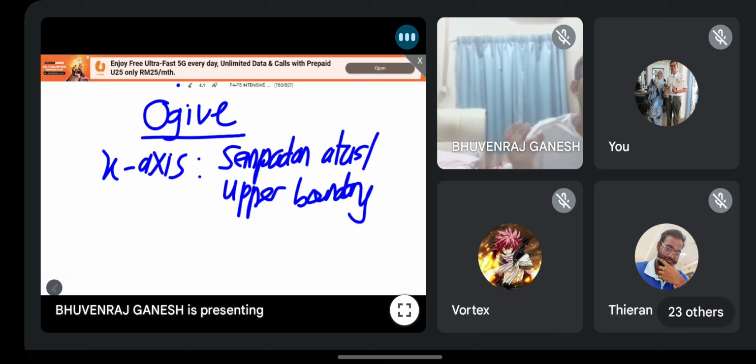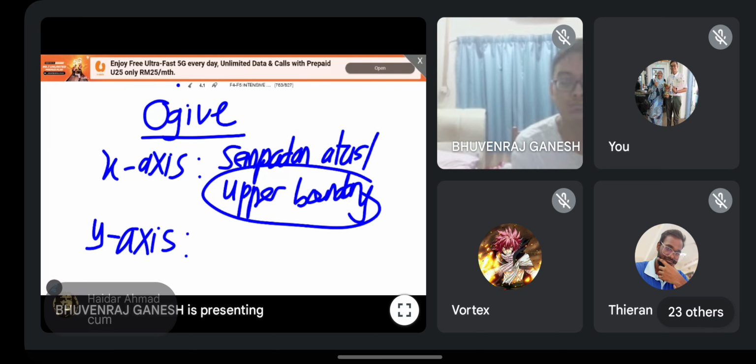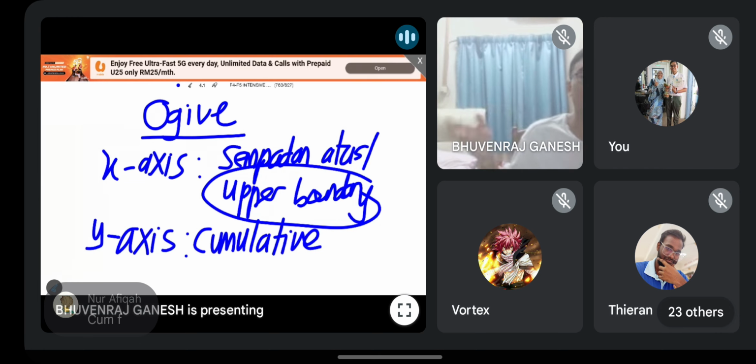Okay. So, I think finding this is not difficult. Just plus 0.5 to the upper limit. Okay. Then you get the answer. So, guys, the Y-axis. OGIVE, the Y-axis, what? Yes. Remember, cumulative. You have to find the cumulative. Even if the question does not ask you to find the cumulative, the accumulation, usually they will ask.